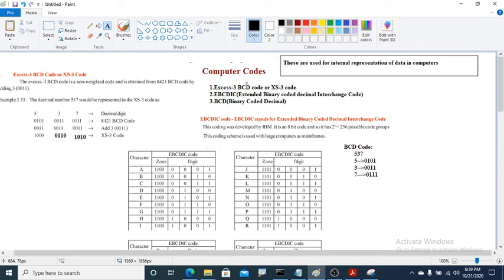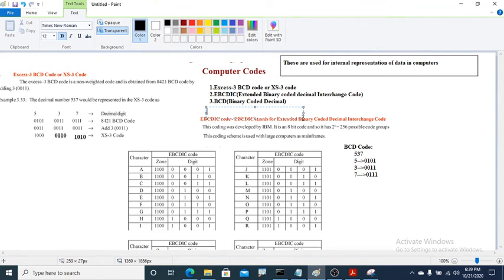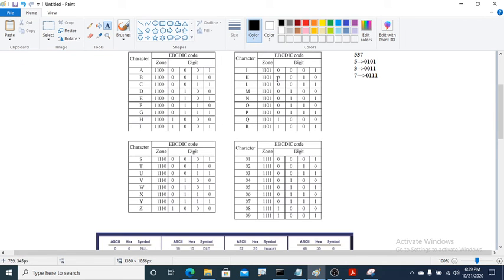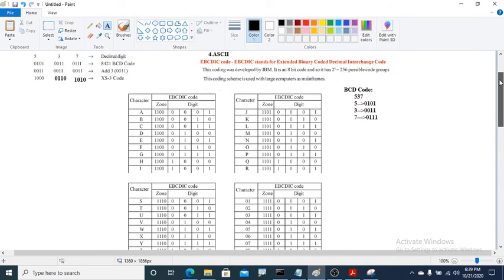The second part we explained. Now the final part is EBCDIC, and the fourth one is also there, that is ASCII. That is called ASCII. Okay, these are the 4 computer codes. Now EBCDIC we represent like that. So the chart you have to keep in mind.